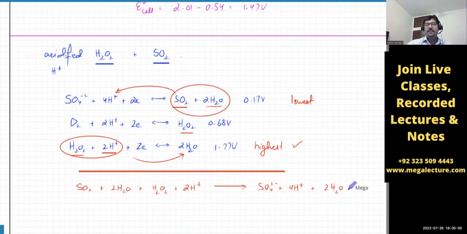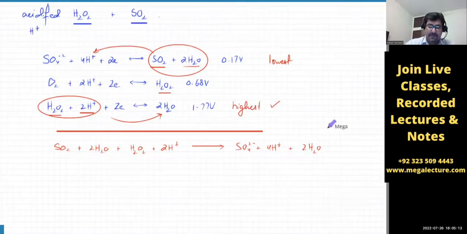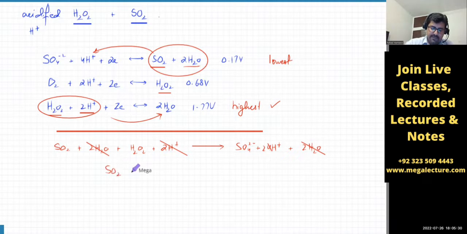Remember, if you've got things on both sides, they get cancelled out. I basically just added up the two half reactions, right? So what is going to get cancelled out? The water is going to get cancelled out, and two of the H plus ones will get cancelled out as well. On the right side you'll just be left with 2H plus 1. So the simplified equation would be SO2 plus H2O2 giving SO4 2 minus plus 2H plus 1.